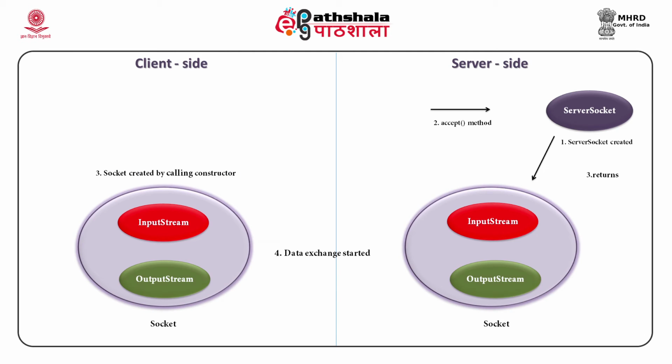So, we have our socket on the client side having an input stream and an output stream. We have our socket on the server side also having its own input stream and output stream. And how do we say they are connected? There is an important thing here. The input stream of each of the two connected sockets is always connected to the output stream on the other side.